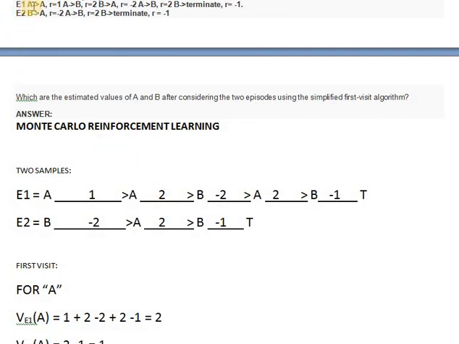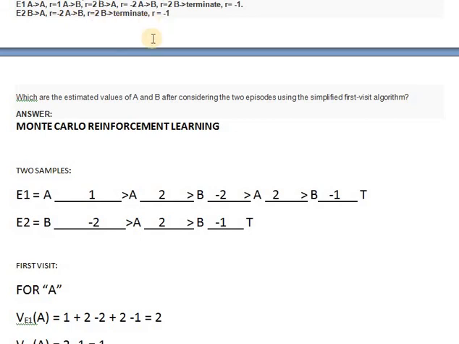So from E1, what is it? A to A, the reward is 1. So I just drew A to A, the reward is 1. And then A to B, the reward is 2. And then B to A, the reward is minus 2. Again from A to B, the reward is 2. From B to terminate, the reward is minus 1. I just mentioned it is event 1.